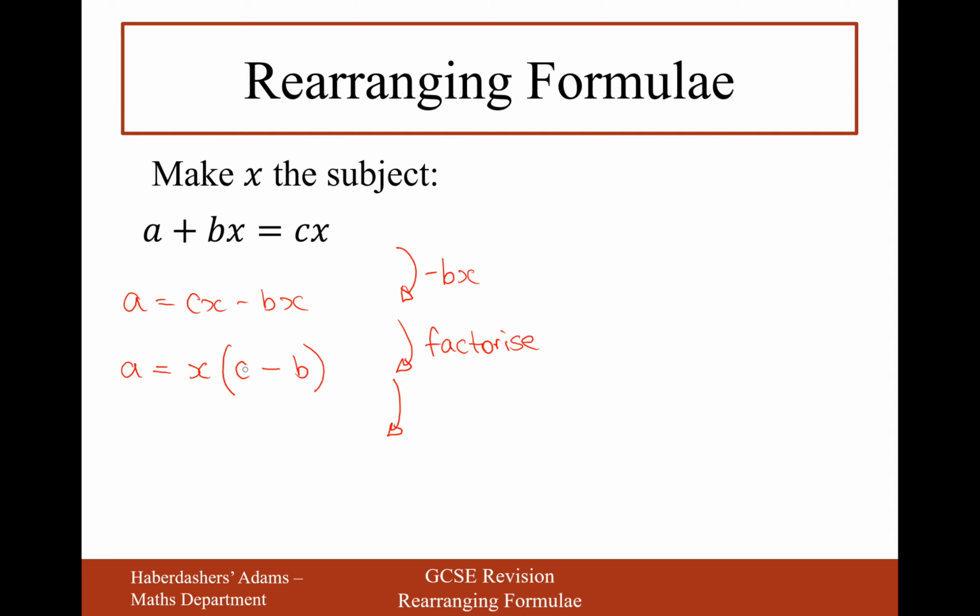Now I'm going to divide by this bracket, divide by c minus b, and I'm going to get a divided by c minus b equals x. And that's the answer to this question. X appears on the right hand side, doesn't appear on the left hand side at all. So what have we done here? In this step to this step, we've grouped the x's on the same side. Group x's on the same side.